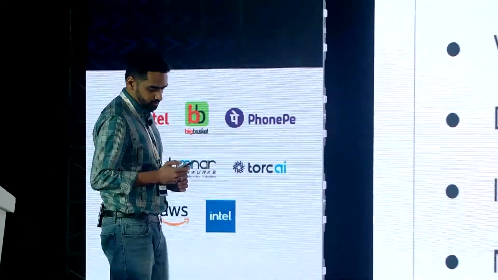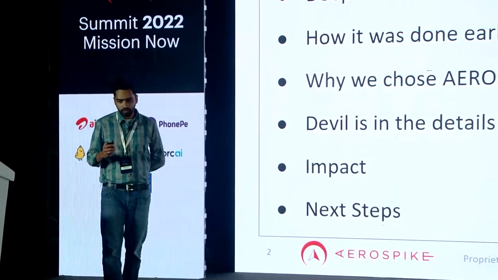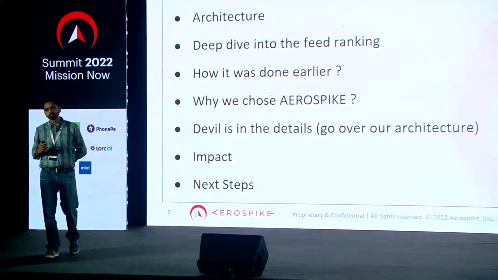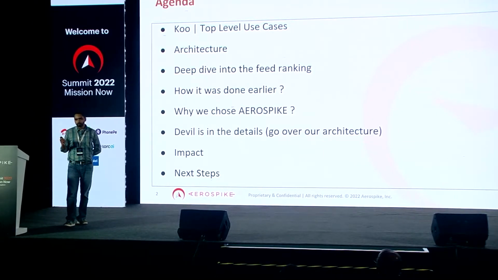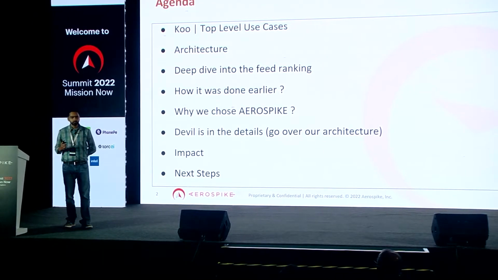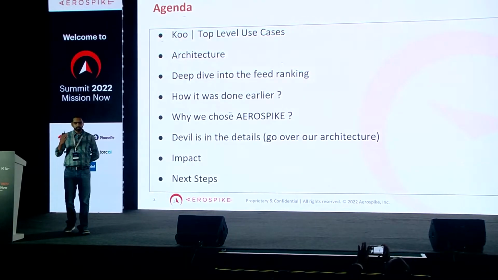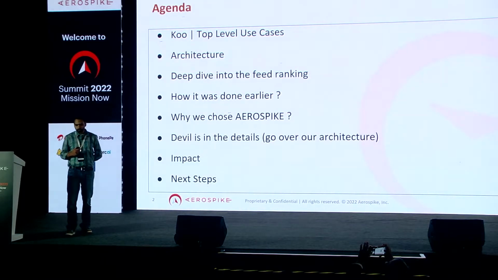What I'm going to cover in this presentation is some of the important use cases and the core architecture. We'll deep dive into one of the important features of Ku, which is feed ranking, which is quite common in any of the social platforms, be it LinkedIn, Facebook, Twitter, Insta. As soon as you open the app, you see the feed, right? So, how Aerospike is being used here.